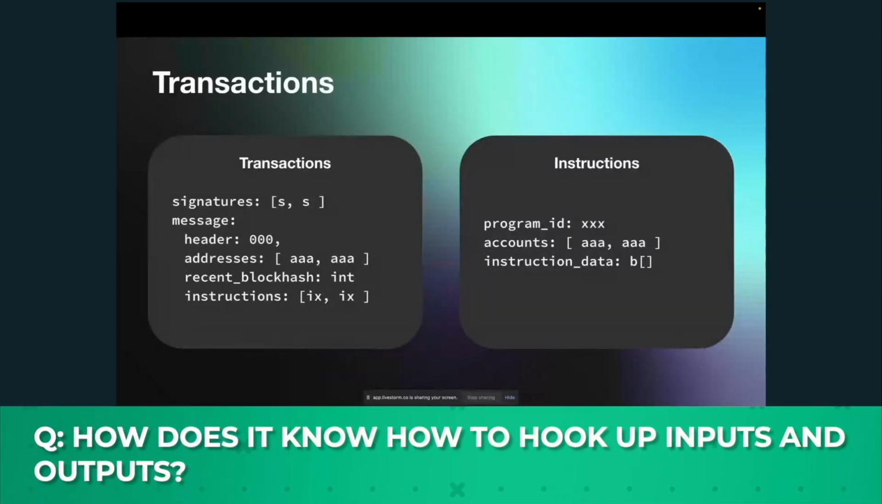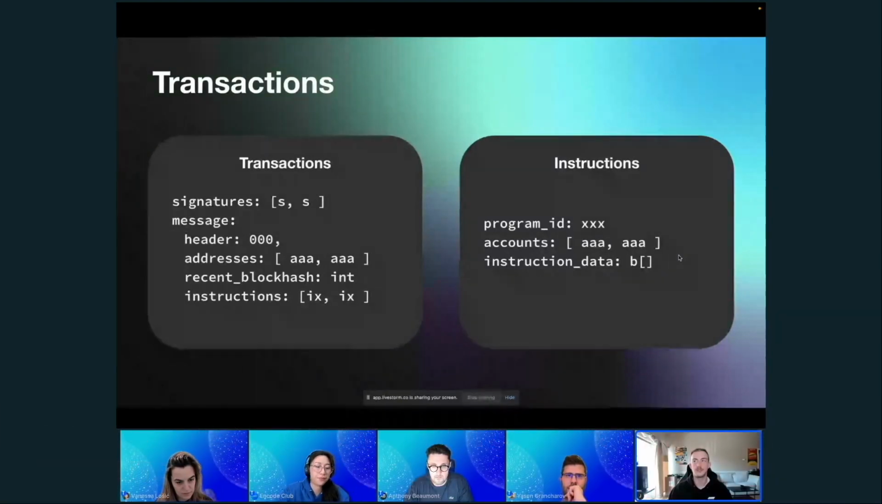How does it know how to hook up the inputs and outputs? So the inputs are in the instruction data field here. To give you an example, the system program is capable of doing a couple things. So let's consider two operations that the system program can do. It can allocate space and it can create an account, right? Which are two different things. Allocating space doesn't involve actually activating an account yet. But let's pretend those are two different separate things.